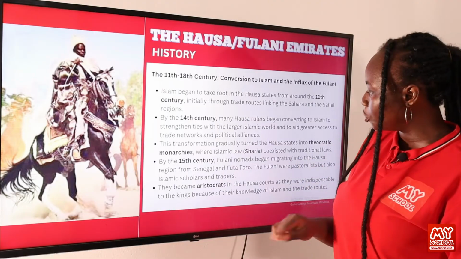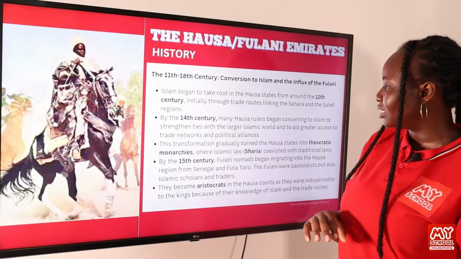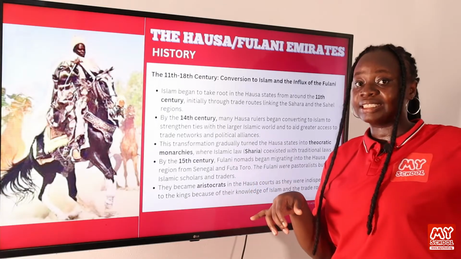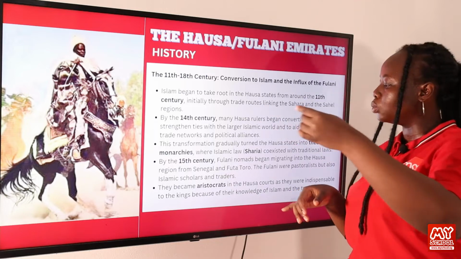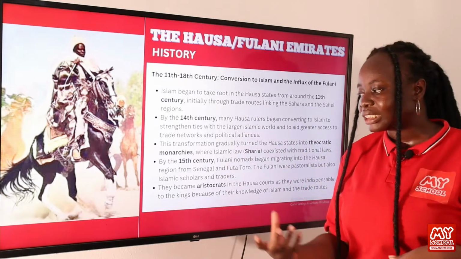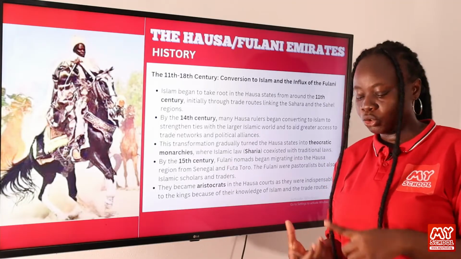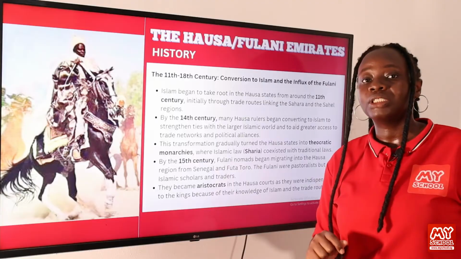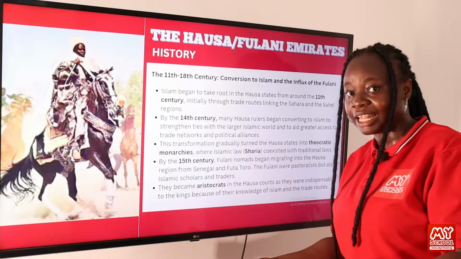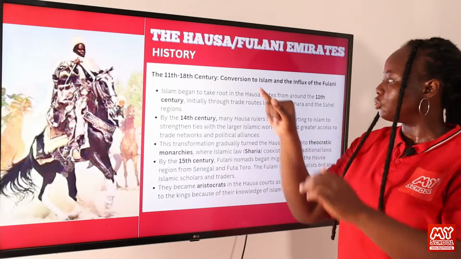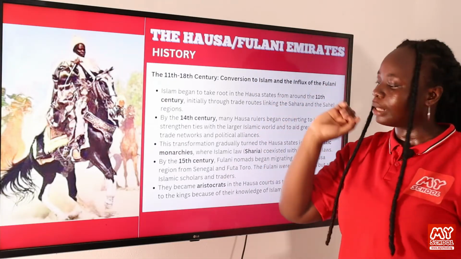By the 15th century, Fulani nomads began migrating into the Hausa region from Senegal and Futa Toro. So Senegal is in Eastern Africa, and they started migrating down to Nigeria. The Fulani were pastoralists, but also Islamic scholars and traders. So pastoralists, they were nomads, they moved from one place to another. They were also Islamic scholars. They were the ones who brought Islam to the Hausa states, and they were also traders. They were the ones that established the trade routes with the Sahel region and the larger Islamic world.